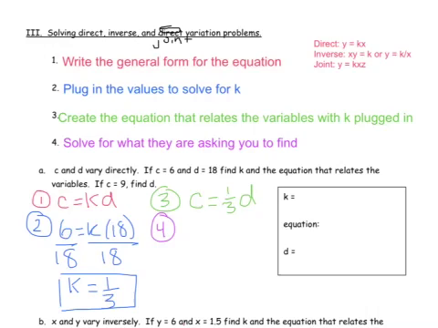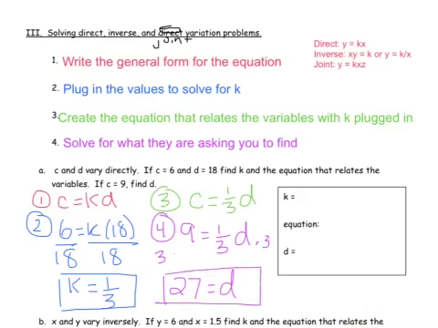So the last sentence says, if C equals 9, find D. So I'm just going to set up 9 equals 1/3 D. I'll multiply by 3 on both sides to clear out the 1/3. And I end up with 9 times 3, 27 equals D.